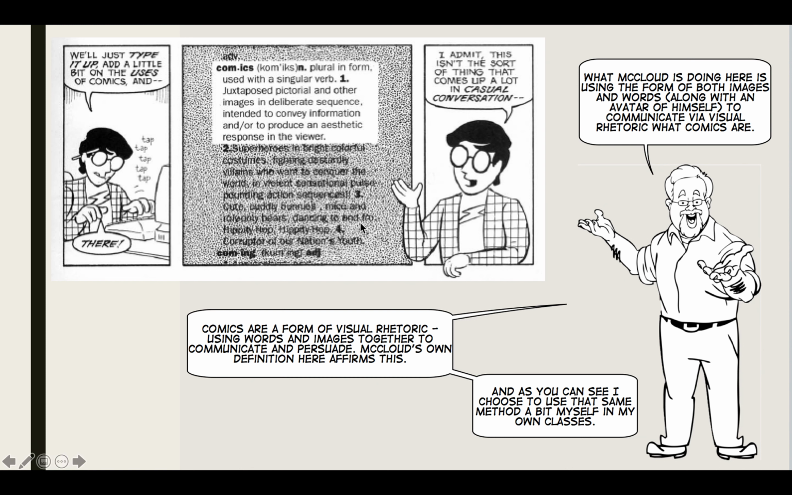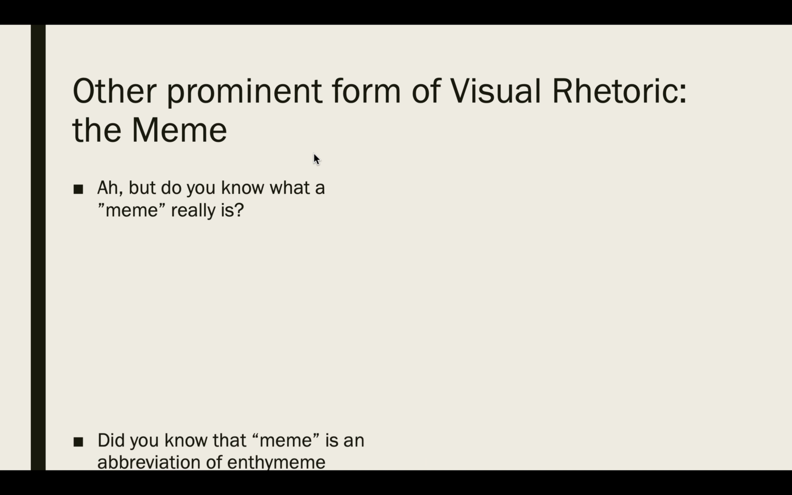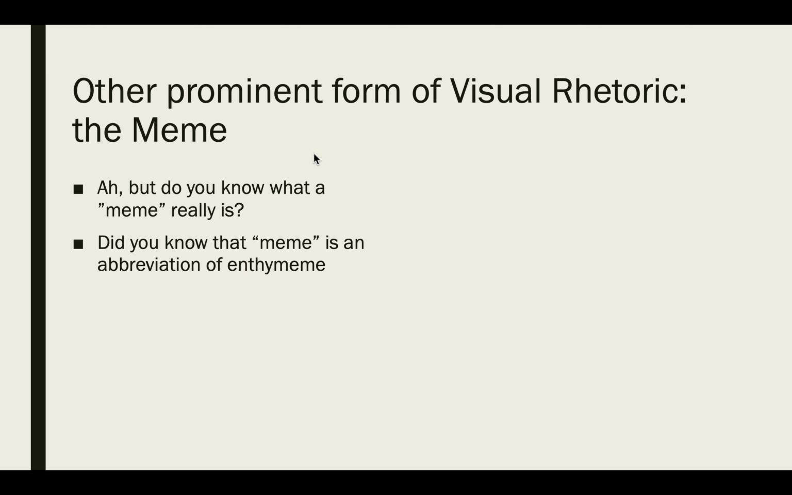So you'll see here, if we just look at his definition, that comics are juxtaposed pictorial images in deliberate sequence intended to convey information or produce an aesthetic response. So they are engaged in a form of communication, visual rhetoric. Okay. Another prominent form of visual rhetoric that most of you are probably familiar with is the meme. Okay. But do you know what a meme really is? I tend to come at the meme as an abbreviation connected to the word enthymeme.